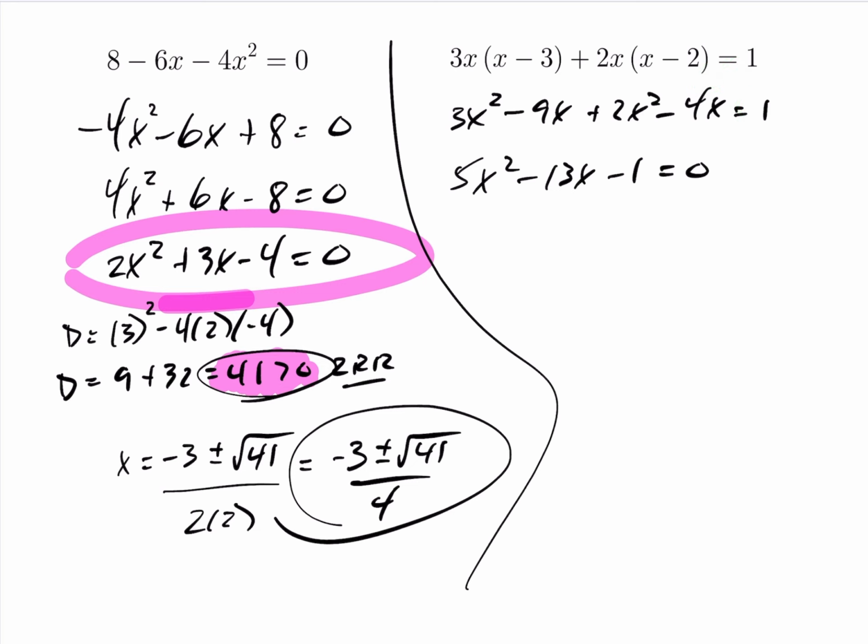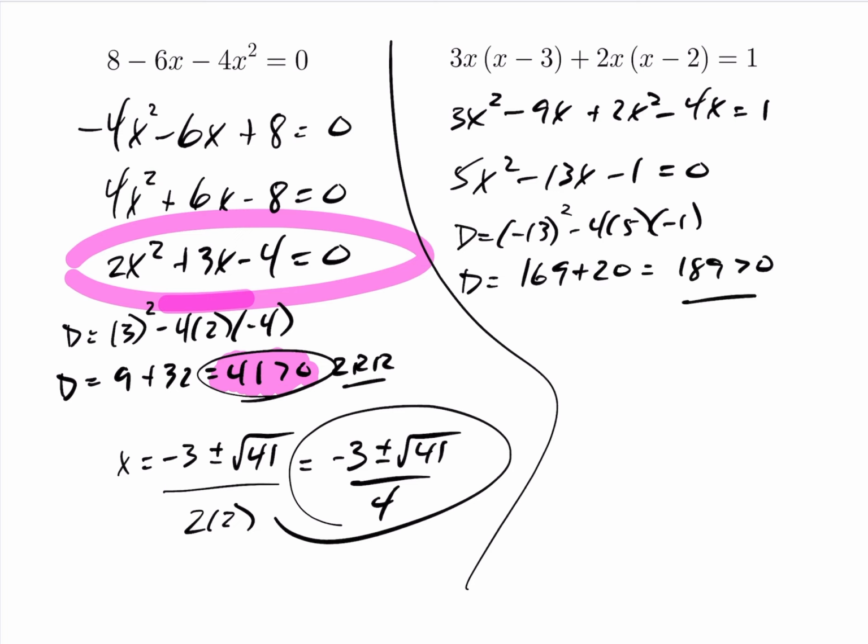Now again, I want to go ahead and factor this. Checking the discriminant, I get b squared minus 4ac. I end up getting d is 169 plus 20, which is 189, and that is greater than 0, so that's going to give me two real roots.